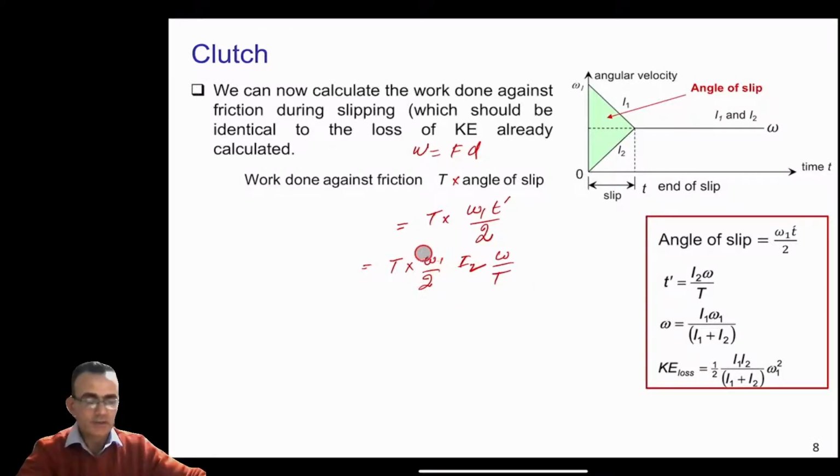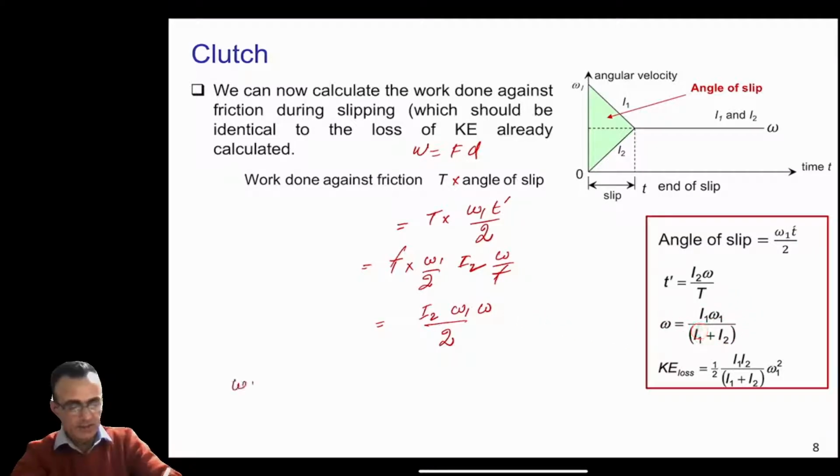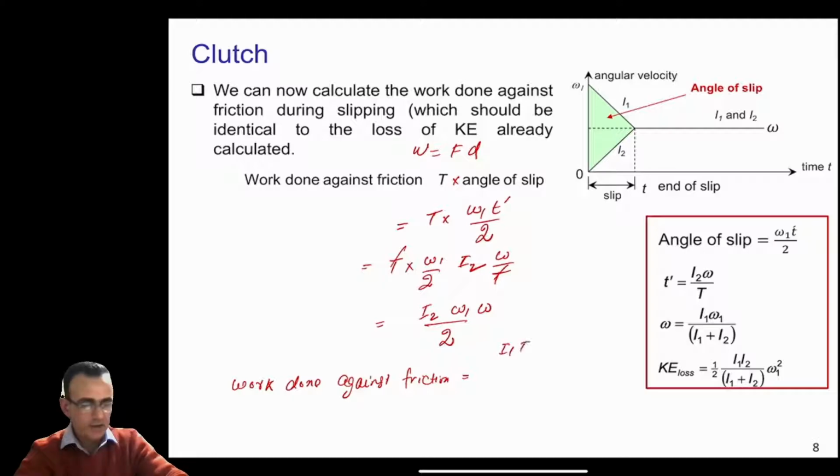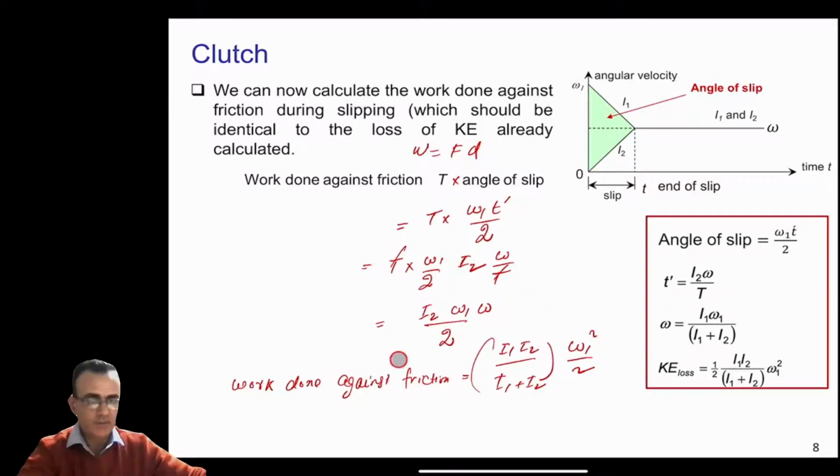We will get this equation, and again we have T here and T here, so what we have is I2 omega1 omega divided by 2. Now if you put the value of omega here, which we know from this equation, then the work done against friction will become equal to I1 I2 divided by I1 plus I2, times omega1 squared divided by 2. So this is again the same equation as that we derived in the previous case.